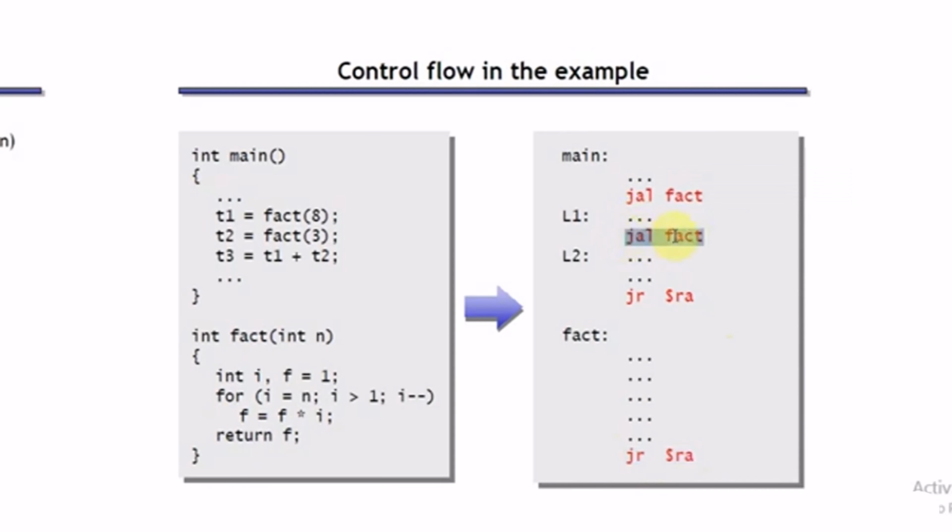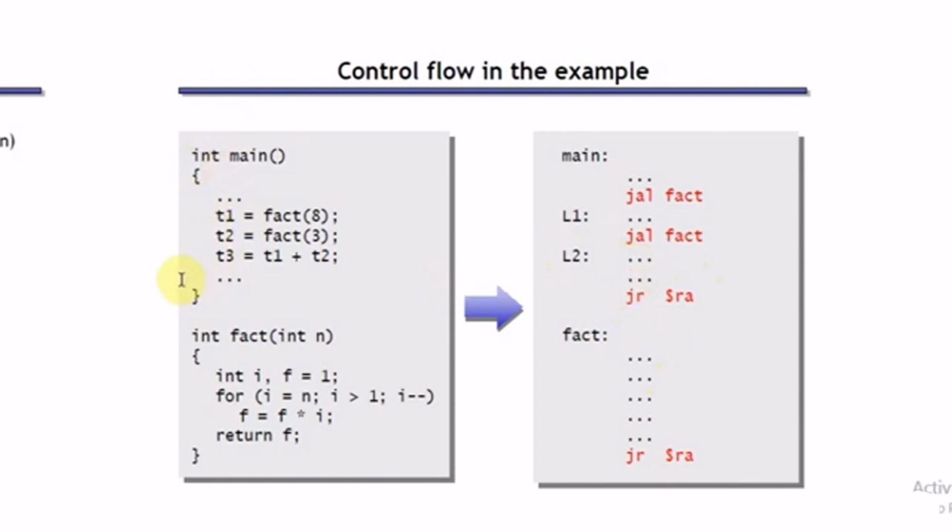In this way, we come back to this line and again call the same function. But this time the return address is L2. So this L2 address will be stored in the $ra register. We come to the fact function, execute these instructions, and return back to the next line after the jump and link instruction, here at the L2 label.